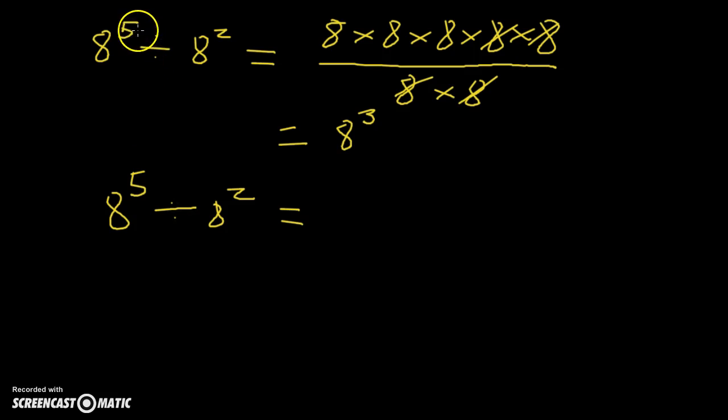I'm sure you spotted the quick way. 5 subtract the 2 gives us a 3. So when you divide, you subtract the indices. So in this case, 8 to the power of 5, because it's divide, subtract 5 subtract 2, gives us 8 to the power of 3.